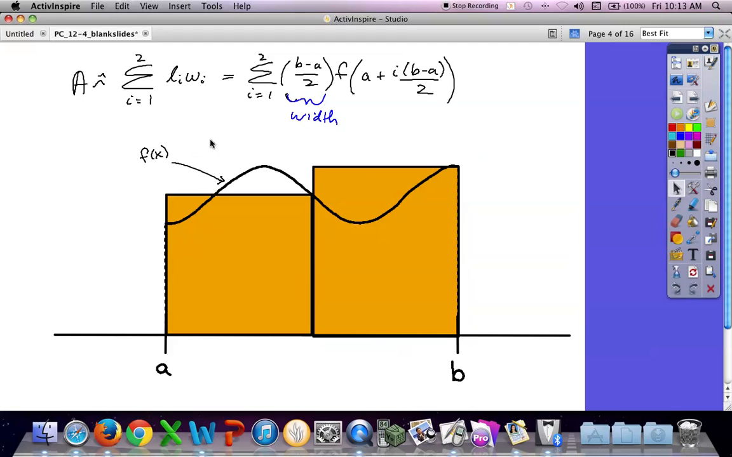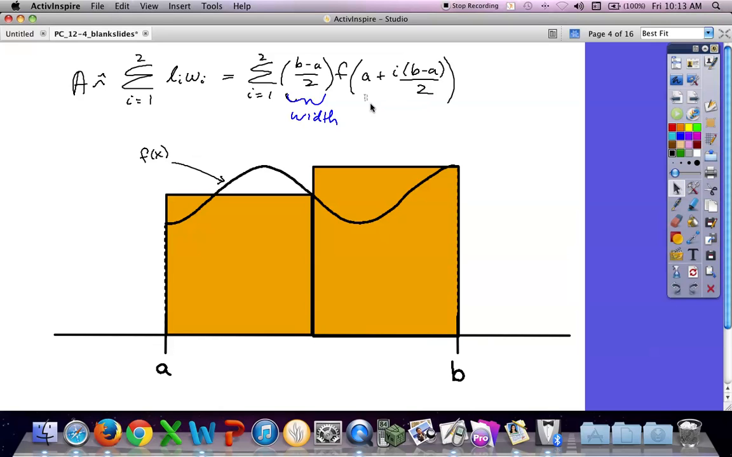So again, the height of this rectangle, otherwise known as the length here, is the value of the function on the right side of the rectangle. So this is f of a plus, so you're starting here, and you're adding these widths, (b minus a) over 2. When i equals 1, you're adding one width to the right of a. So that means go one width to the right, and that's the height of the rectangle. When i equals 2, you'll go 2 widths. Go once, twice, and that'll be the height of the rectangle.